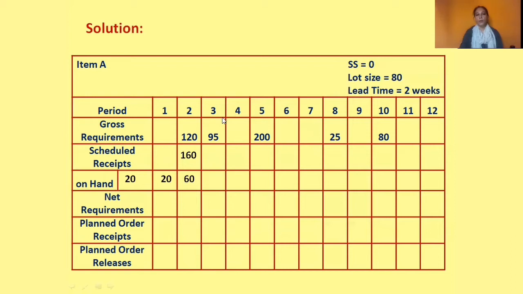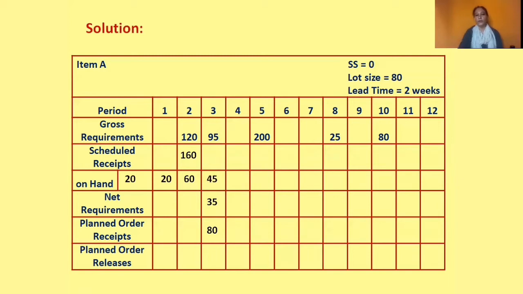Now for period 3 the gross requirement is 95 and we have only 60 units. So now what would be the net requirement? It is 95 minus 60, that is 35 units. So that means we need to receive one order here and in one order we can receive 80 units. So we are receiving here a planned order receipt of 80 units. Now we will have a total of 80 plus 60, that is 140. Out of that we can use 95 units. So now we will have 45 units on hand.